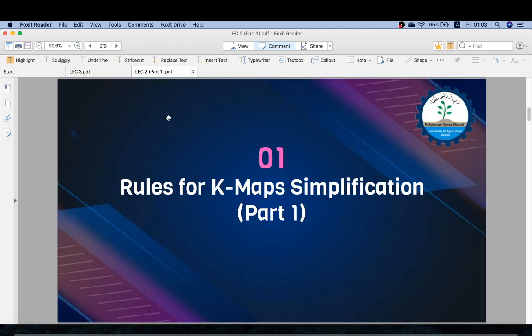In this lecture we will study the rules for K-map simplification. In the previous lecture we read about what a K-map is, the overview of K-map, who was the founder of K-map, what the types of K-map are, why we use K-maps, and we also did a few examples. So today we'll study the rules for simplification of K-maps.